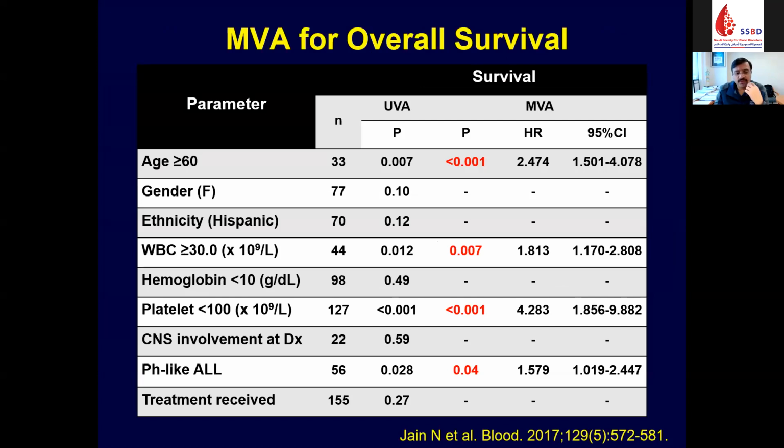And when we put PH-like ALL in a multivariate analysis for survival in this series, as you can see, the factors which came out: age, white count, platelet count, and PH-like ALL. So kind of what we maybe expect for these patients.